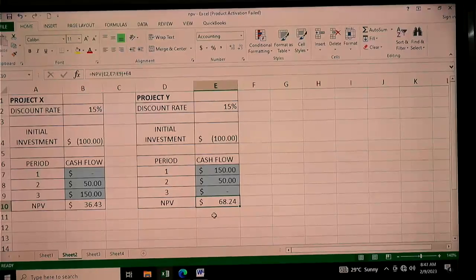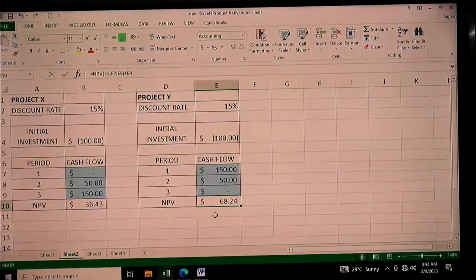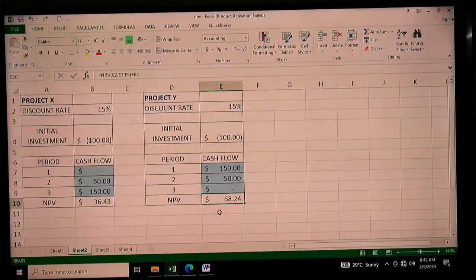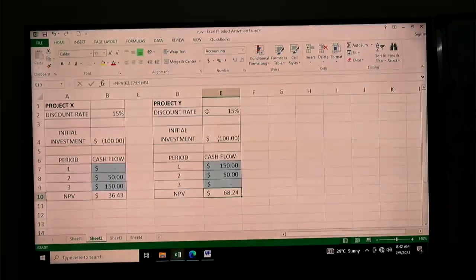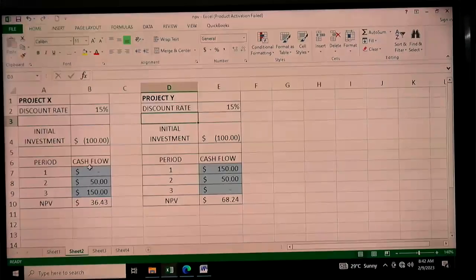The difference between the two net present values is what we said about the time value of money. The second project Y will pay much earlier than the first project.